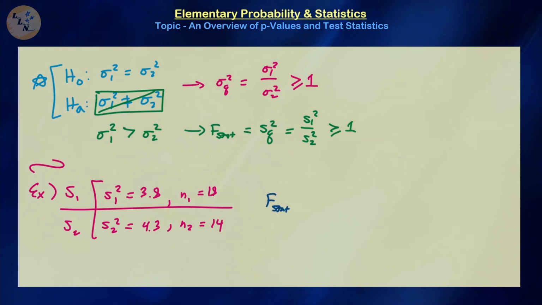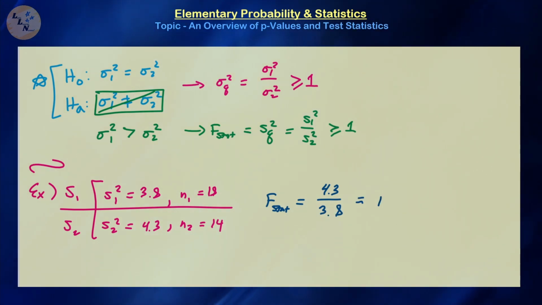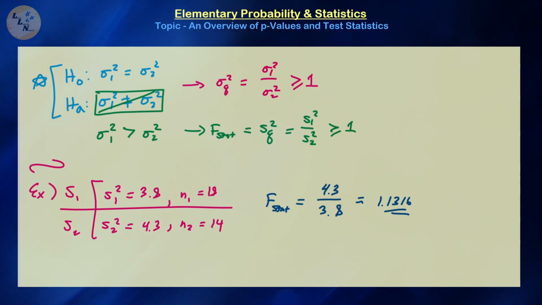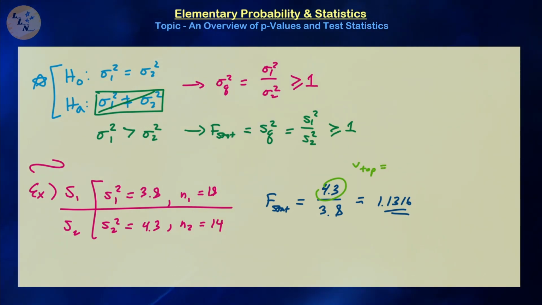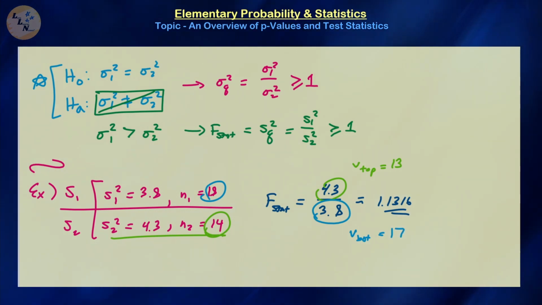So our f-test statistic is going to be the larger variance divided by the smaller variance. So that's going to be equal to 4.3 divided by 3.8, which is approximately 1.1316. Now, what are the degrees of freedom that we're going to be using here? The degrees of freedom for the top is going to be the sample size of the top sample minus 1. So 4.3 is associated with sample 2, whose sample size was 14. So the degrees of freedom of the top is going to be equal to 13. And the bottom degrees of freedom is referencing the first sample, which has size 18. So the degrees of freedom for the bottom is going to be 18 minus 1, which is equal to 17.